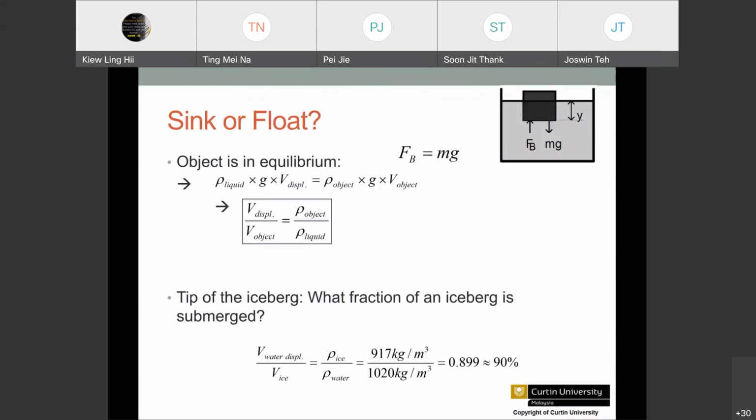Just like your oil and water. So when people ask you, hey, why is oil on top of the water? Usually you will just answer, oh, because oil has lower density.